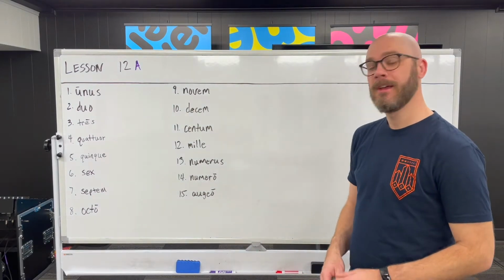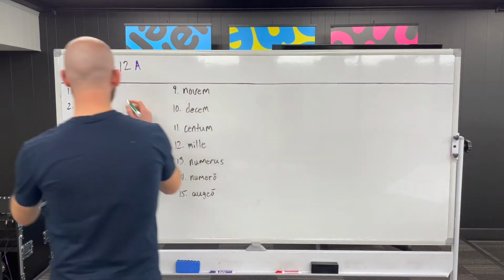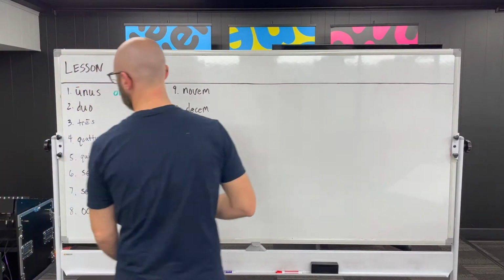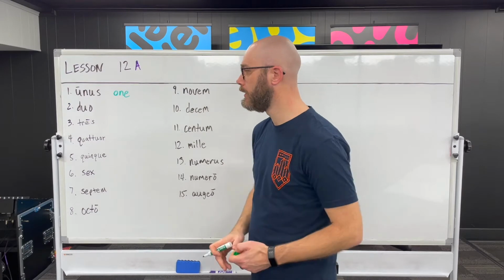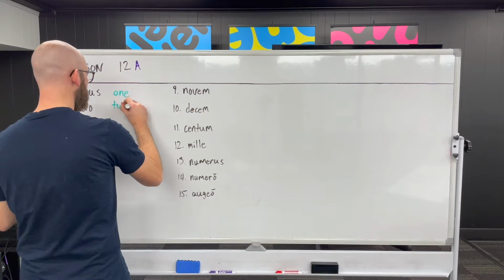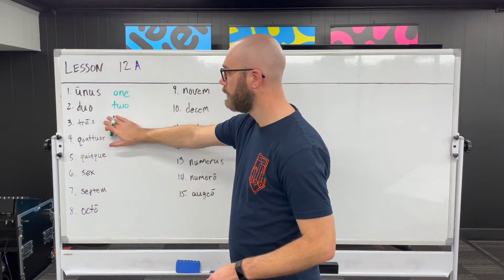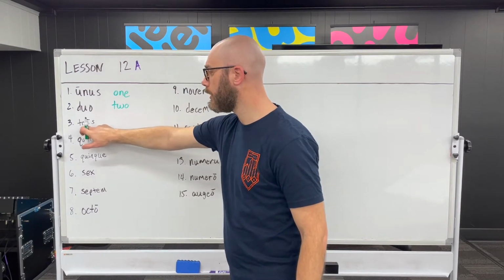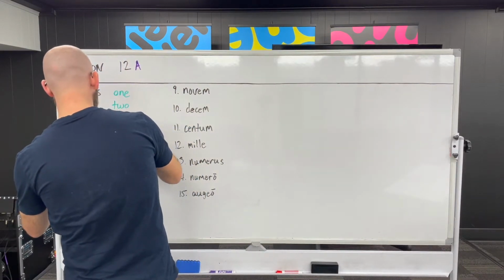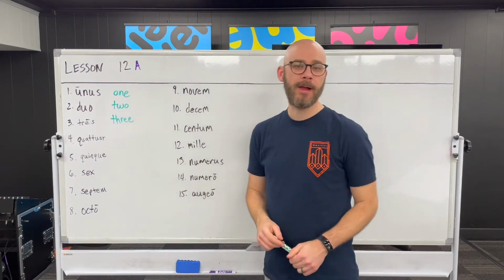So let's start with the first one. Number 1 is unus, which means 1. Unus means 1. 1 is unus. Number 2, duo. Duo means 2. 2 is duo. Number 3, tres. Don't forget to trill your R. Tres is 3. 3 means tres.